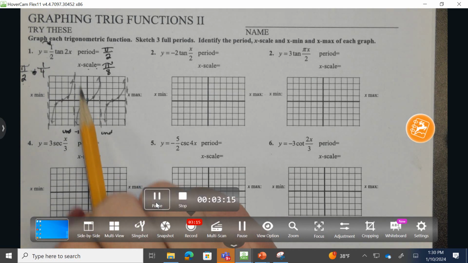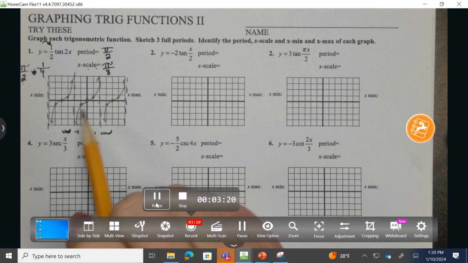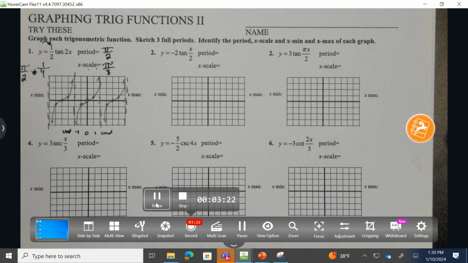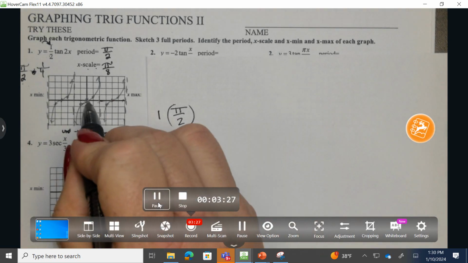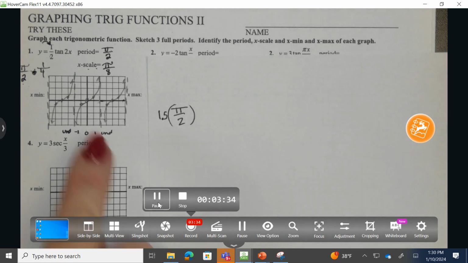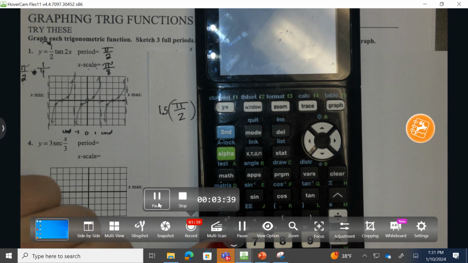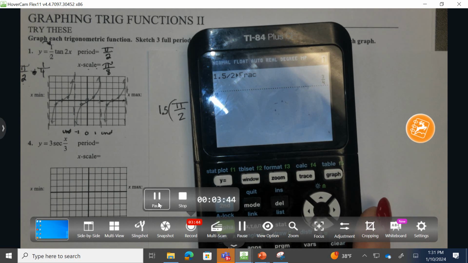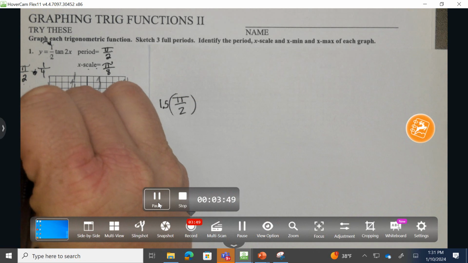Now let's figure out what is the length from here to here. Well, one cycle is pi over 2, and then I have half of a cycle of pi over 2. So I have one full cycle and then a half cycle, so that's 1.5 cycles. I want 1.5 cycles from the origin moving to the right. I'm going to grab a calculator. 1.5 divided by 2, turning it back into a fraction, gives us 3/4. So this is going to be 3/4 pi to the right, and -3/4 pi to the left.